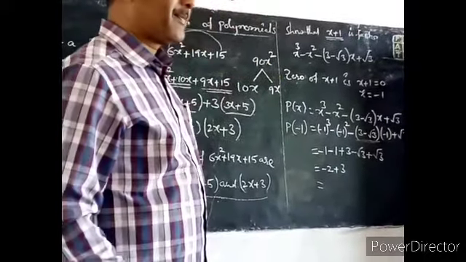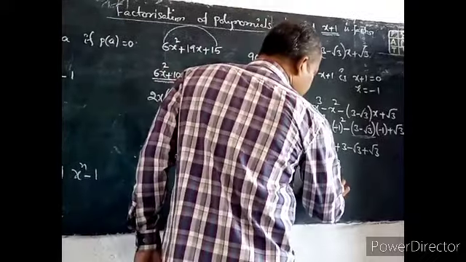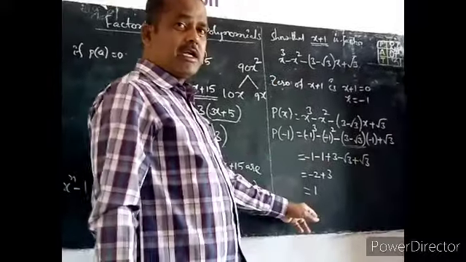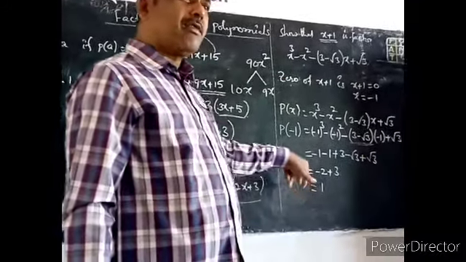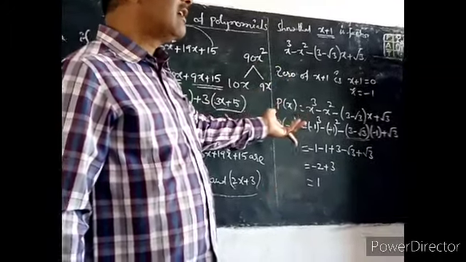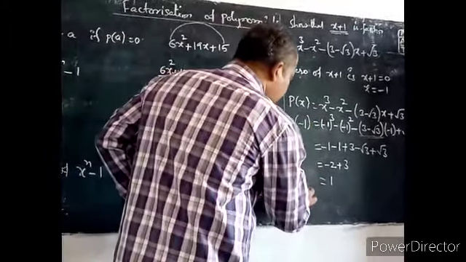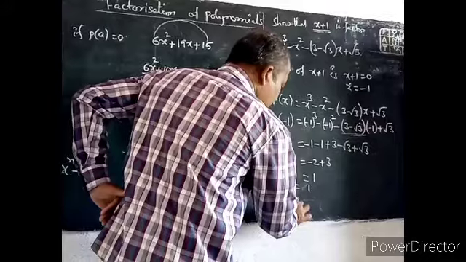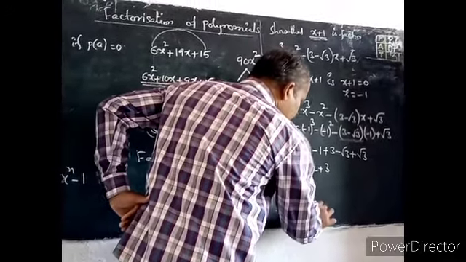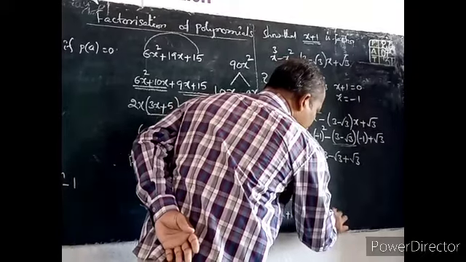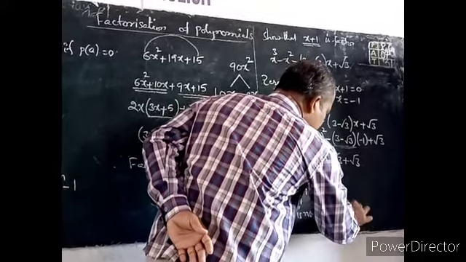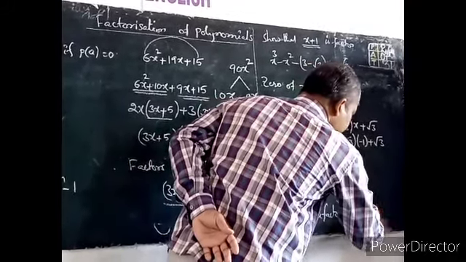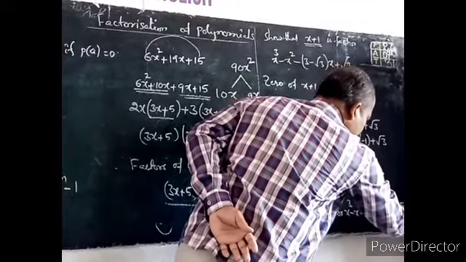Minus 2 plus 3, 1. Minus 2 plus 3, 1 is? 1. So now, are you getting 0 here? No. If P of x is 0, then only it is a factor. Otherwise, not a factor. Therefore, P of minus 1 is equal to minus 1. So plus 1. Therefore, x plus 1 is not a factor of x cube minus x square minus (3 minus root 3) x plus root 3.